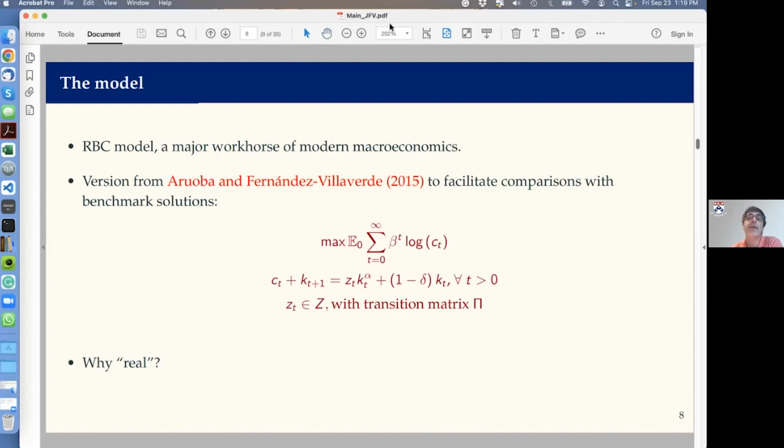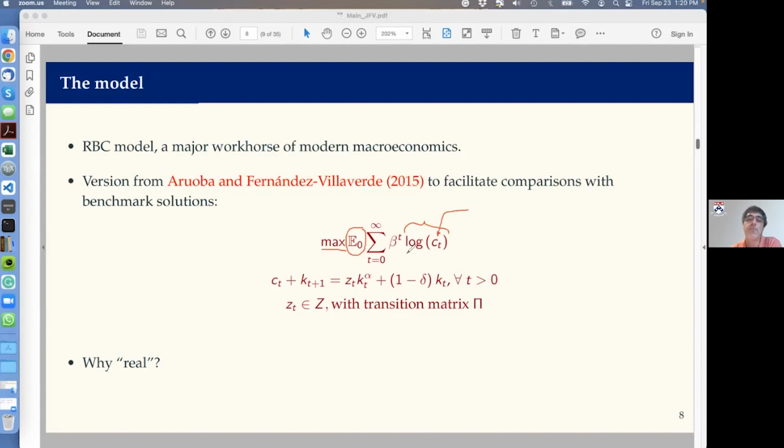So what do we have over here? In this model, you have an agent that is solving a dynamic optimization problem. We usually call it a social planner. And the idea is that this social planner is going to maximize the expected discounted utility. Okay? So this is an agent that wants to maximize the utility it gets from consumption.